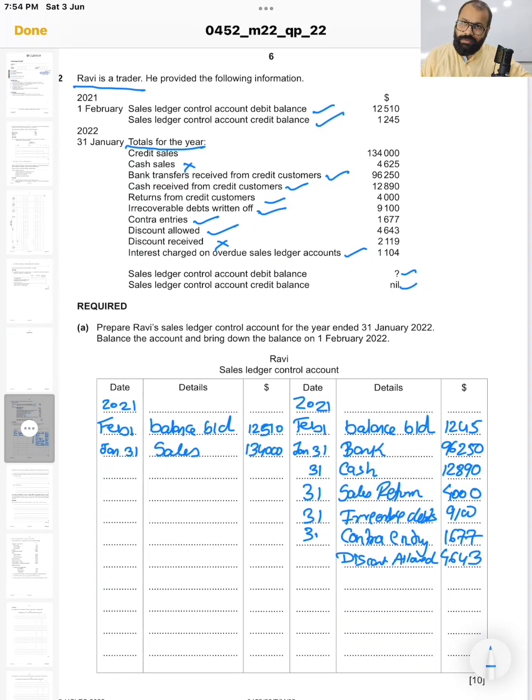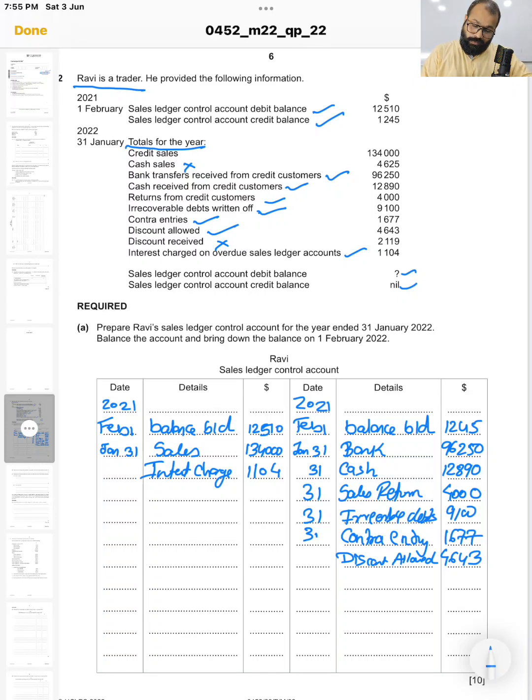Now discount received you will not enter in the sales ledger. Interest charge on overdue comes on the debit side. We had seen in the format that interest is what you are taking extra from him because he has made a delayed payment. So interest charge will come and the amount is 1104.